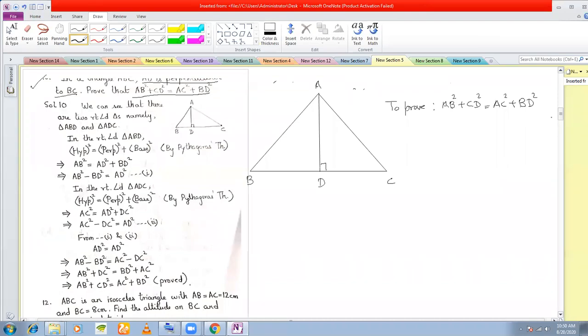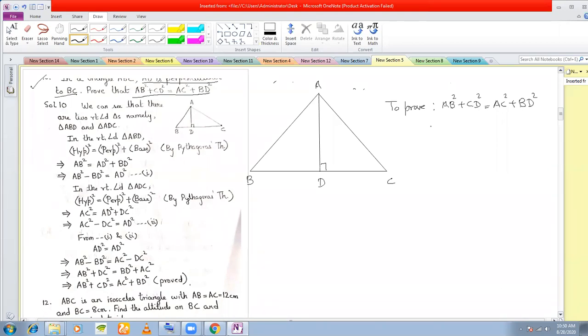Now, whenever you are given this kind of a proof in Pythagoras theorem, always keep a very keen eye on what you need to prove. Always see what sides have been included. Always see what is there on the left hand side, what is there on the right hand side.